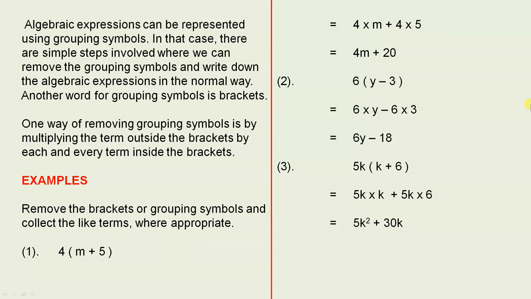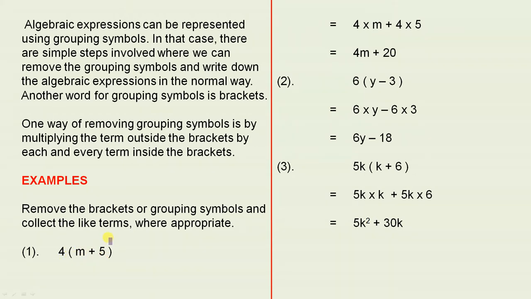One way of removing grouping symbols is by multiplying the term outside the brackets by each and every term inside the brackets. Let's have a look at some examples. Remove the brackets or grouping symbols and collect like terms where appropriate. Number 1. 4 outside of m plus 5.